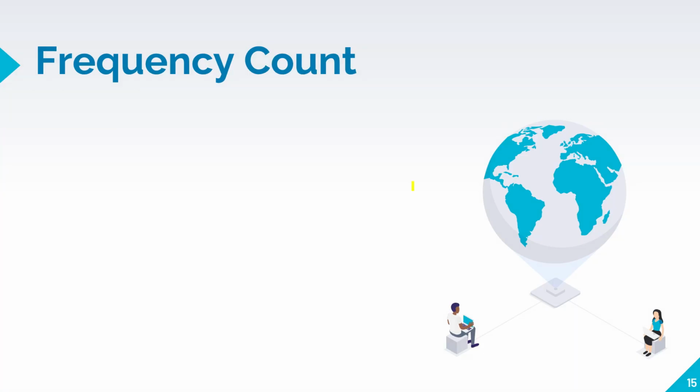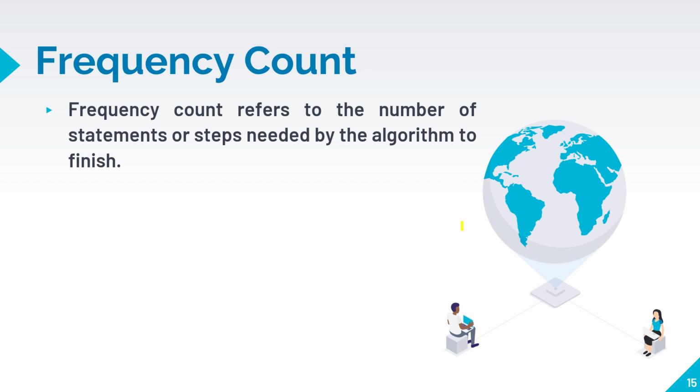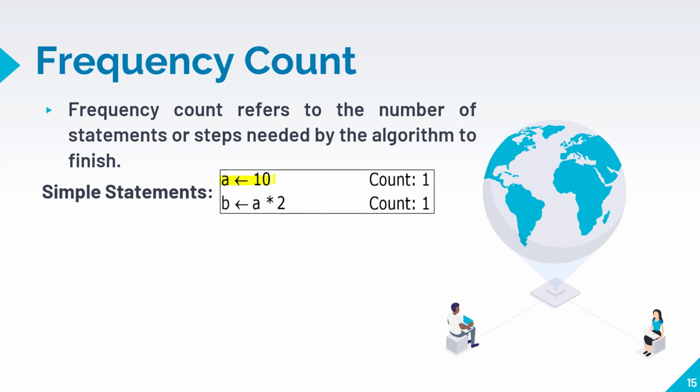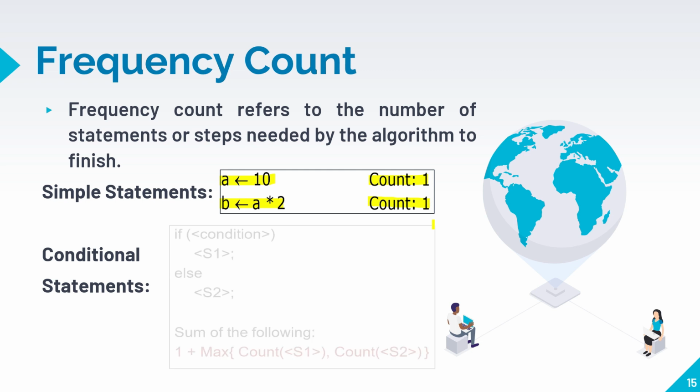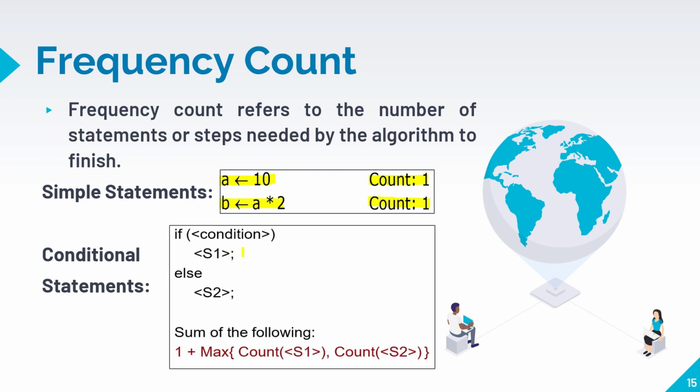Next, we have the frequency count, which refers to the number of statements or steps needed by the algorithm to finish. So this is an example of computing using a priori analysis. We have simple statements. So in computing for the simple statements, we will count it as 1. So for instance, we have A is equal to 10, we have 1, B is equal to A times 2, that is counted as 1. Another, we have conditional statements. For conditional statements, and we are using the if-else, we have here the presence of the condition, statement 1, else statement 2.